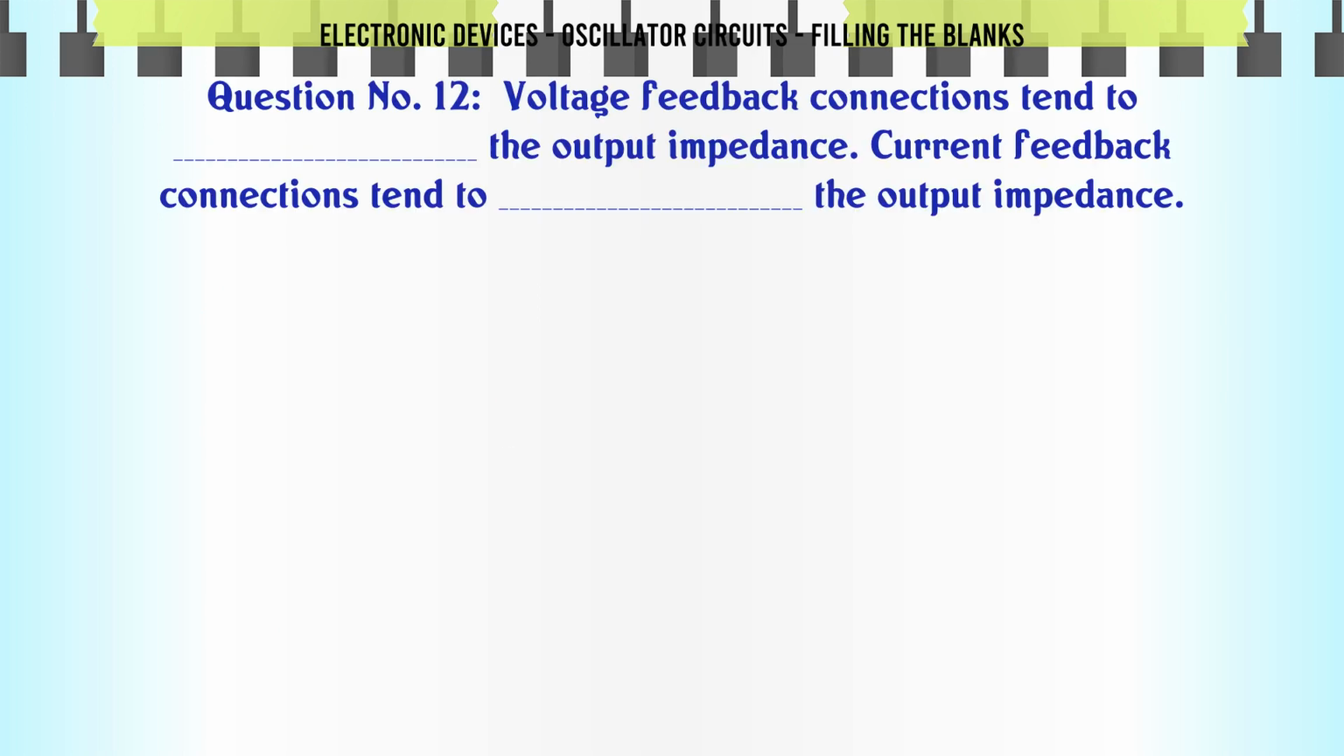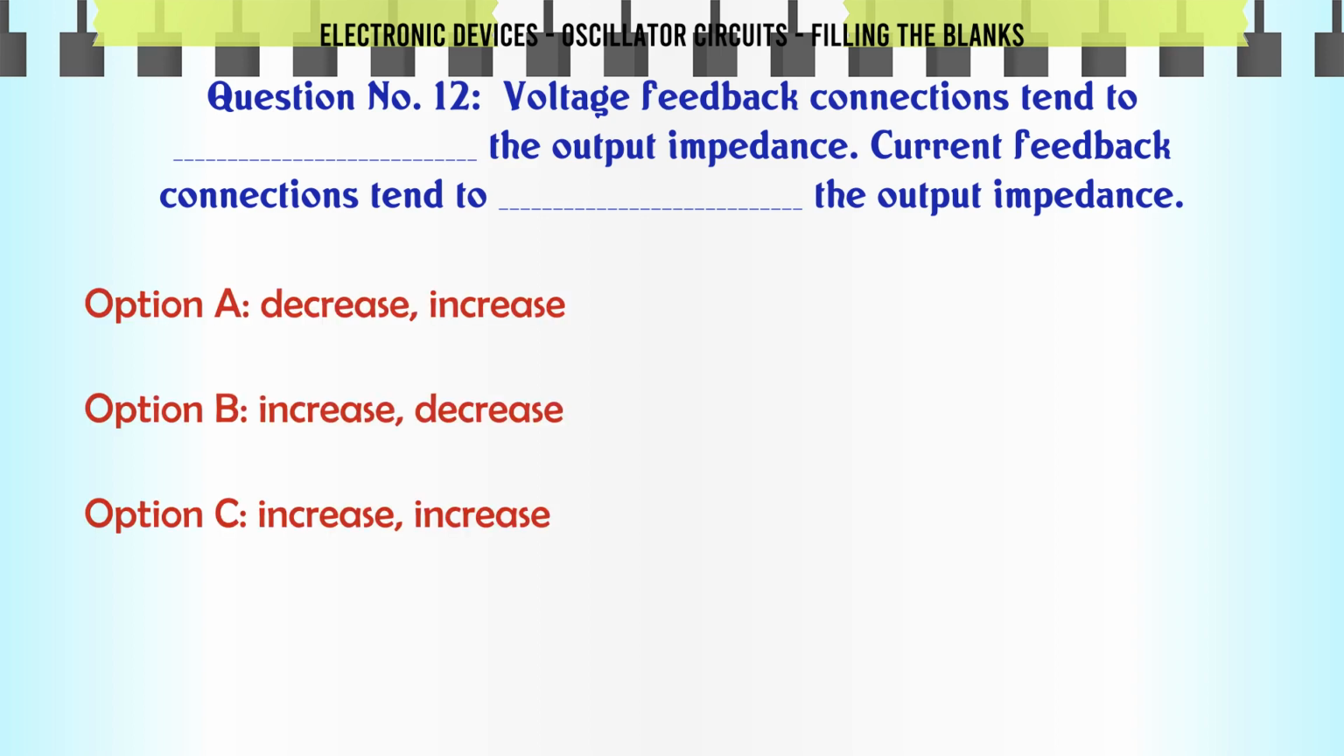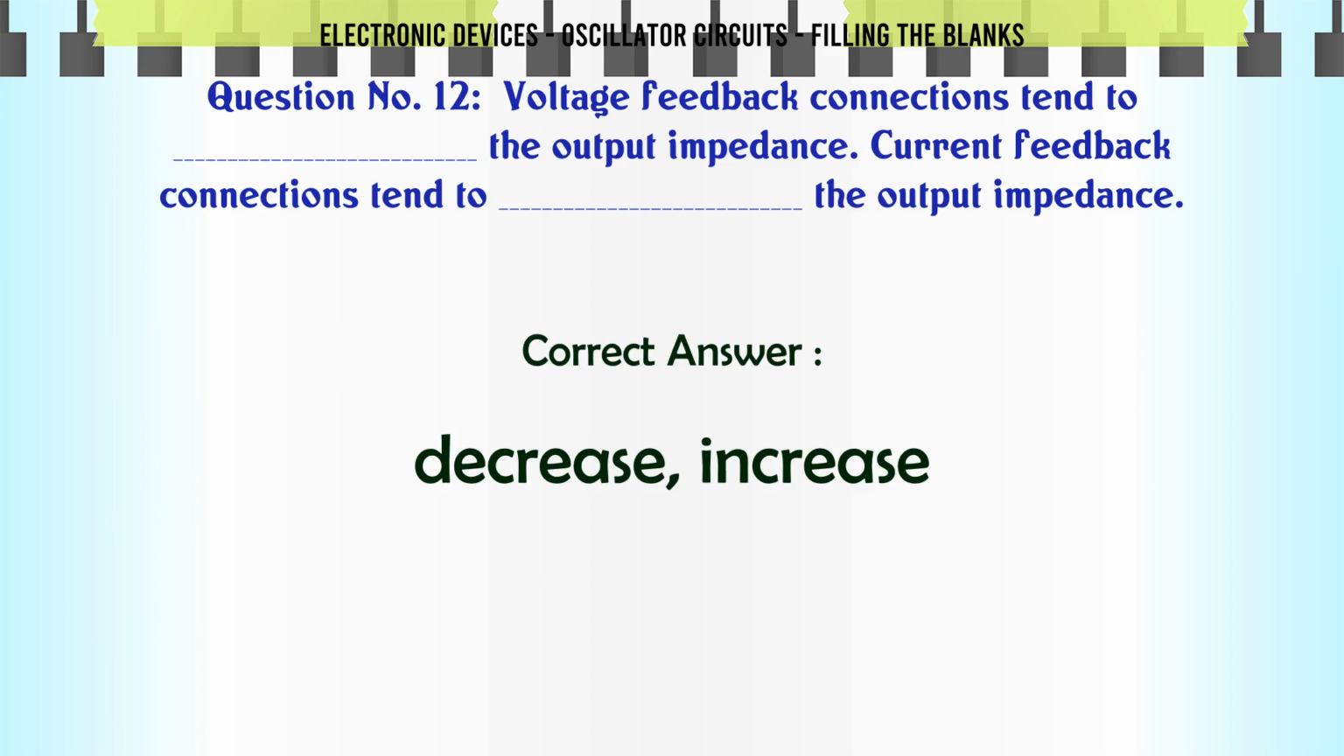Voltage feedback connections tend to ___ the output impedance. Current feedback connections tend to ___ the output impedance. A. Decrease, increase. B. Increase, decrease. C. Increase, increase. D. Decrease, decrease. The correct answer is decrease, increase.